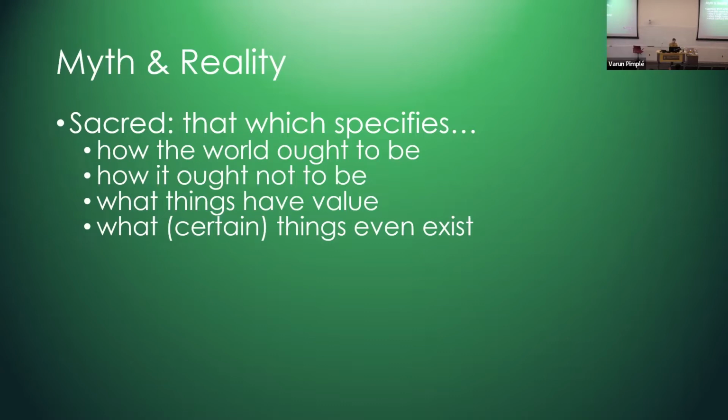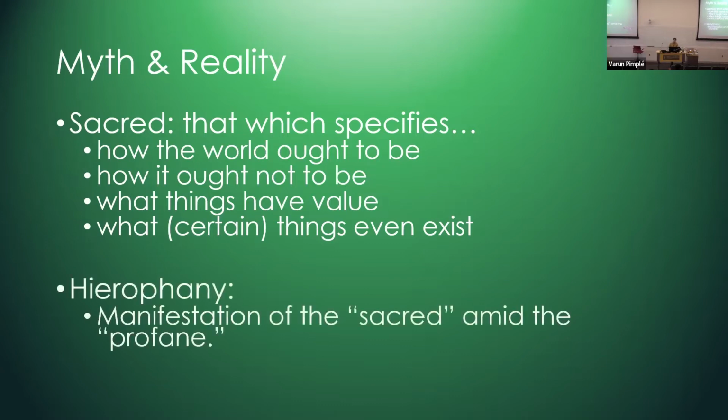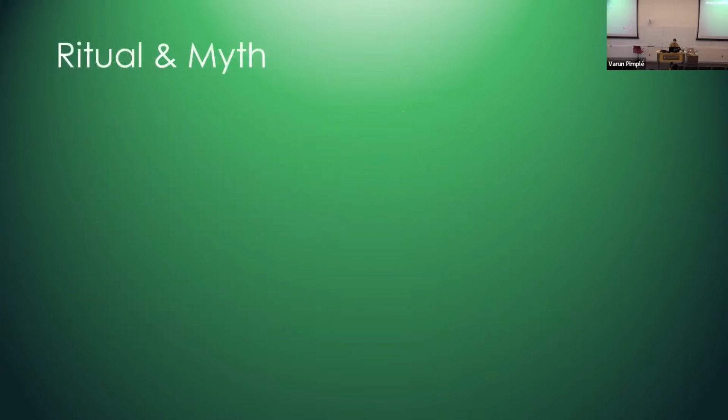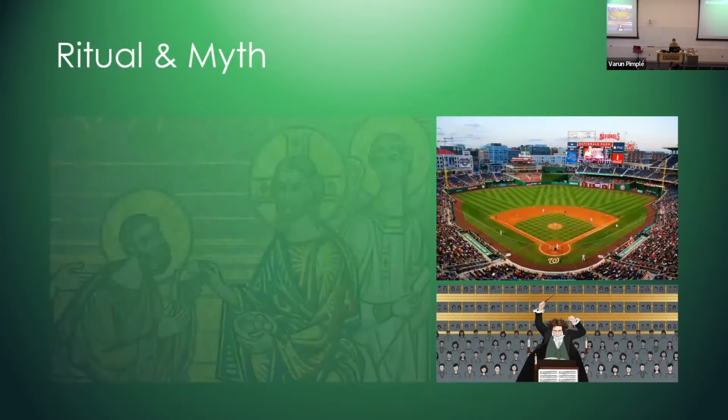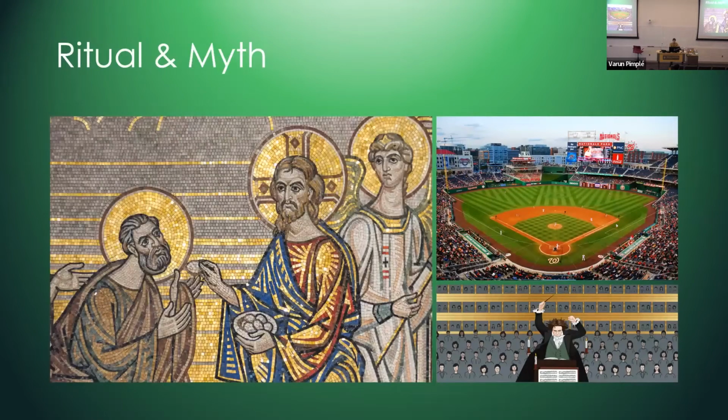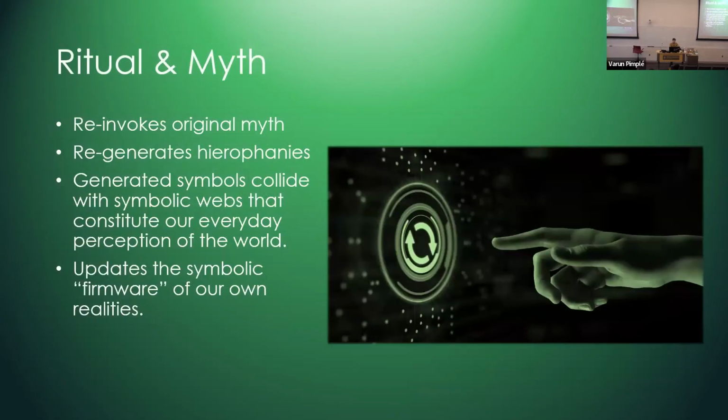So Eliade termed these manifestations of the sacred into the profane world hierophanies. And according to him, everything that someone experiences only holds value insofar as it relates to these original symbols. When someone takes part in a ritual that reenacts mythical events, they are re-invoking the original event and regenerating all of the symbols that it produces, effectively updating the symbolic firmware of their lives.